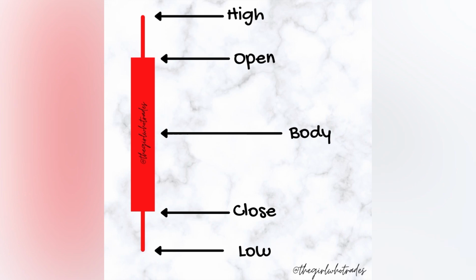Now, the thin lines you see above and below, they are called the shadows or the wicks, and that represent the highest point a price got to, and then the lowest point a price got to. And then the solid bit in the middle, the solid red or green portions, are what we call the body.